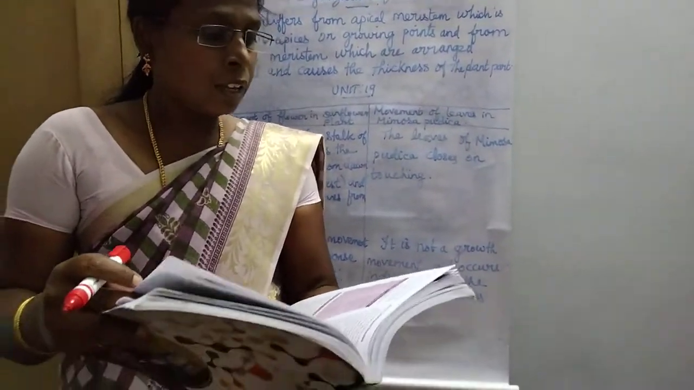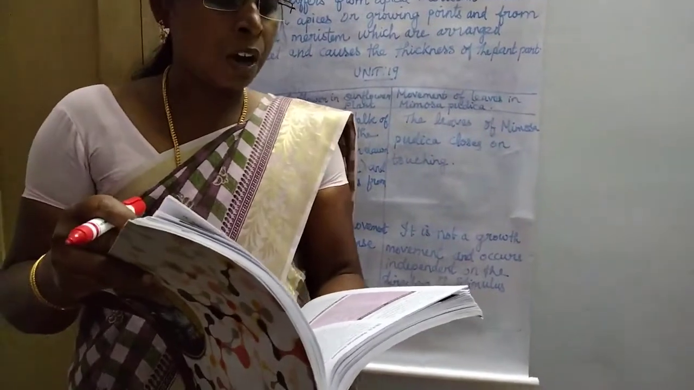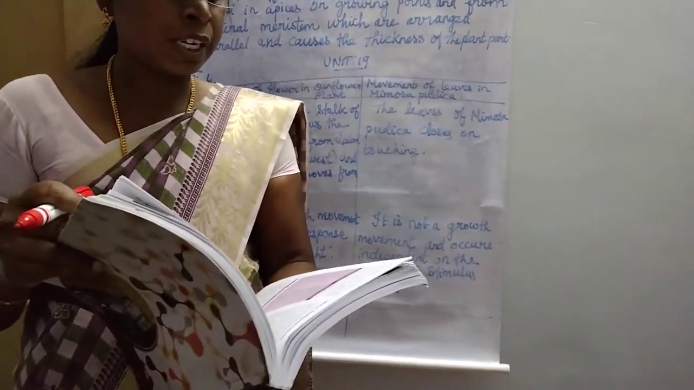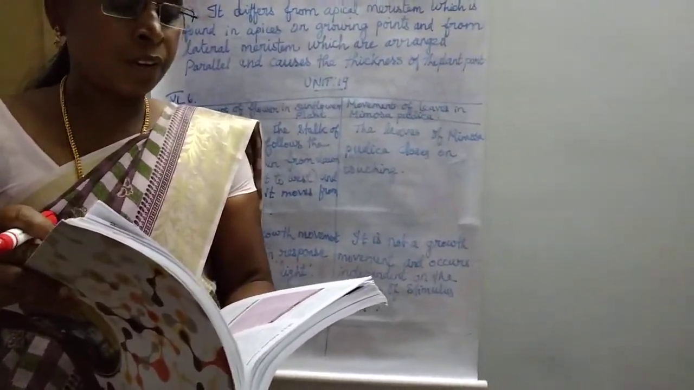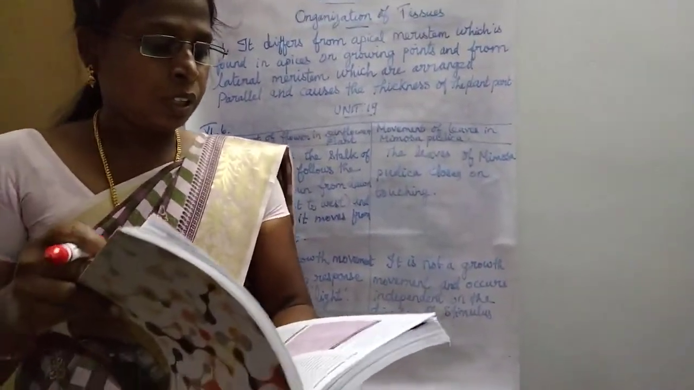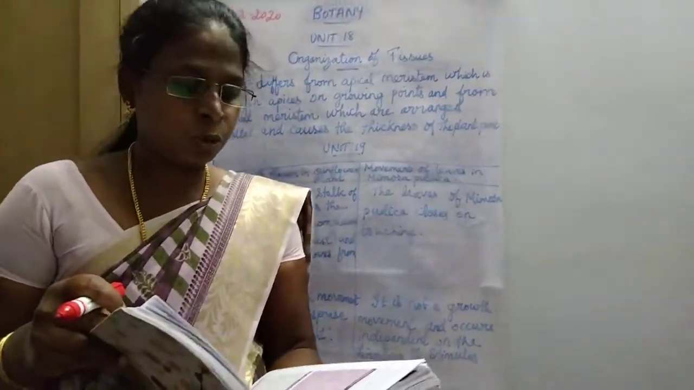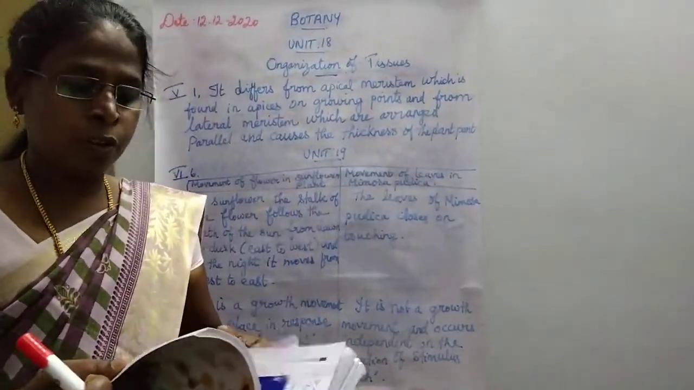Then the next page, 214. There also one tabular column is there. Above the tabular column you can write the question: write down the differences between meristematic tissue and permanent tissue. That also, the tabular column fully. It's a very important question. These two questions are studiable. Then next chapter, unit 19.